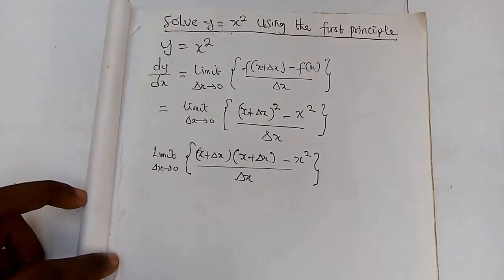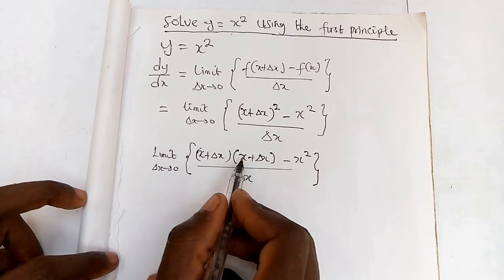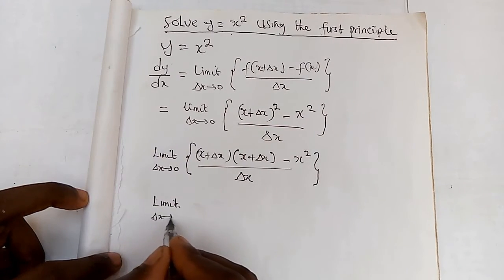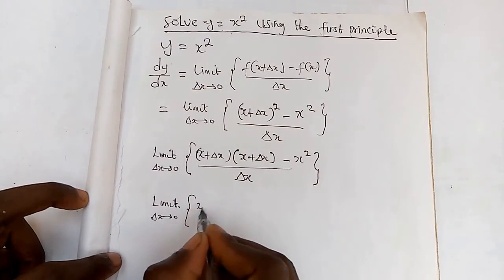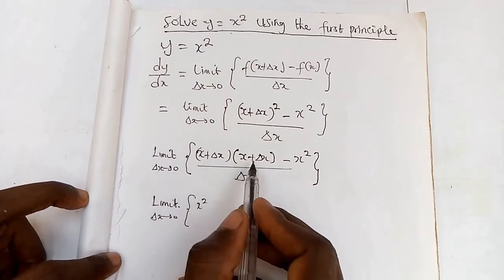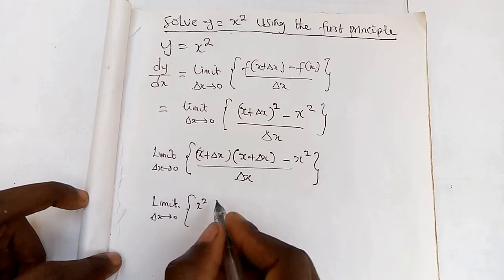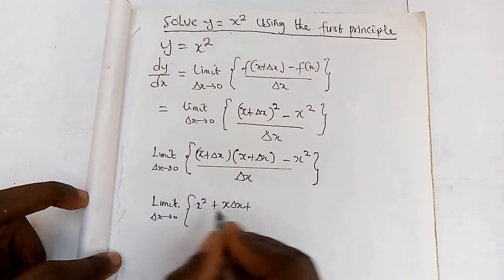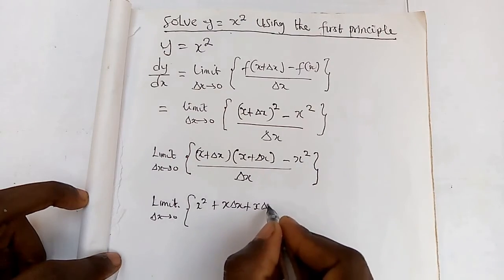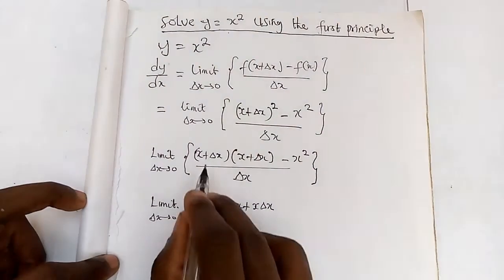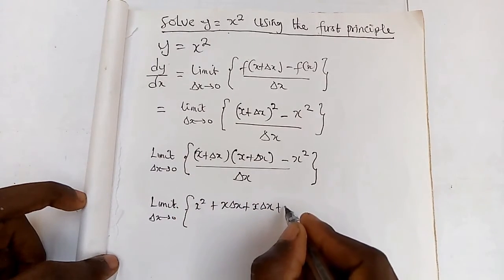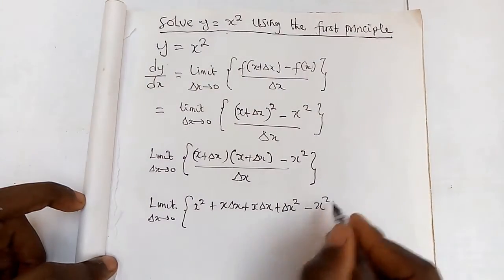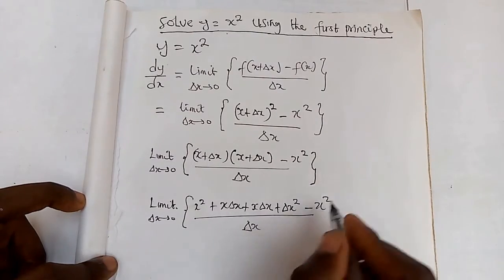And we move on. So let's expand it. We multiply the first x in the first bracket by the first x in the second bracket, and you have your limit as change of x approaches 0. So you get x squared, x times x gives you x squared, x times change of x gives you plus x change of x, plus another x change of x, and then change of x times change of x gives us plus change of x all squared. Okay, then minus your x squared here, all over change of x.